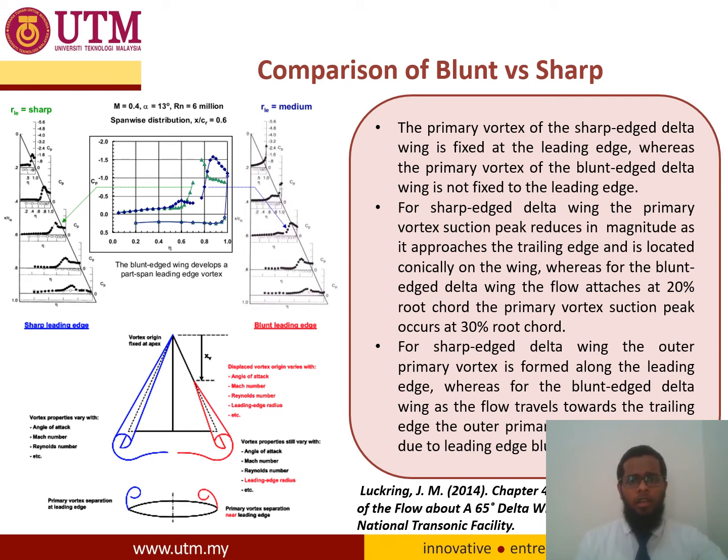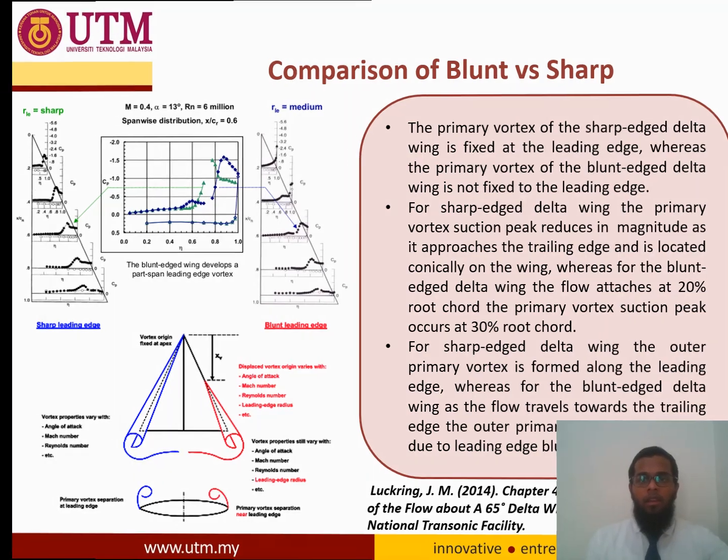And then on the sharp edge wing, the outer primary vortex is formed along the leading edge. The primary vortex is formed along the leading edge, but on the blunt edge, it travels towards the trailing edge. The outer primary vortex shifts inward due to the leading edge bluntness. As you can see in this chapter, the author has stated these results in his paper.